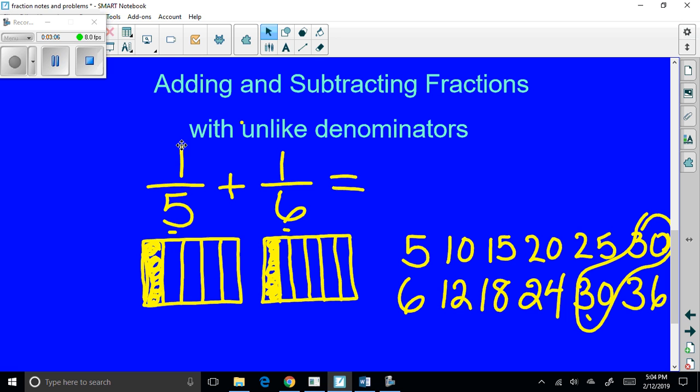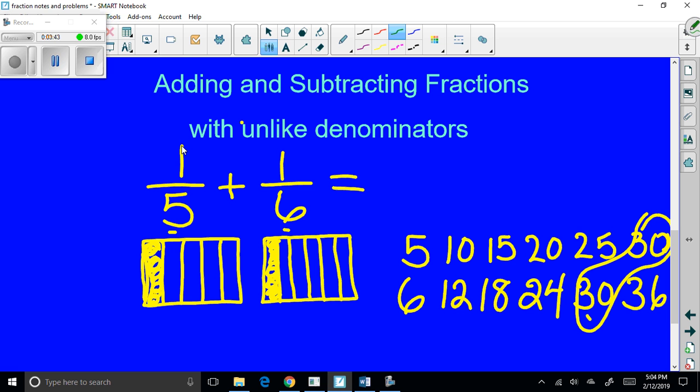So what does that mean? That means I'm going to break my pictures up into 30 parts, both of them, so that I'll have that common number and I'll be able to add them together. It'll give me an equivalent fraction for each of those. So for 1/5, I need to break that up into 30 pieces. I know that if I have 5 vertical pieces of this shape, I need 6 horizontal pieces the other way to give me 30.